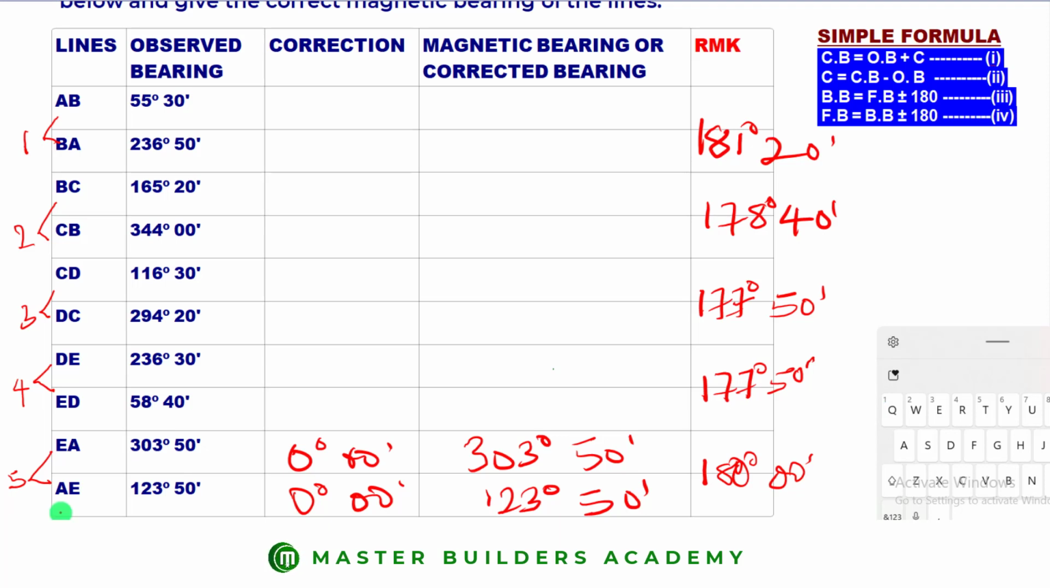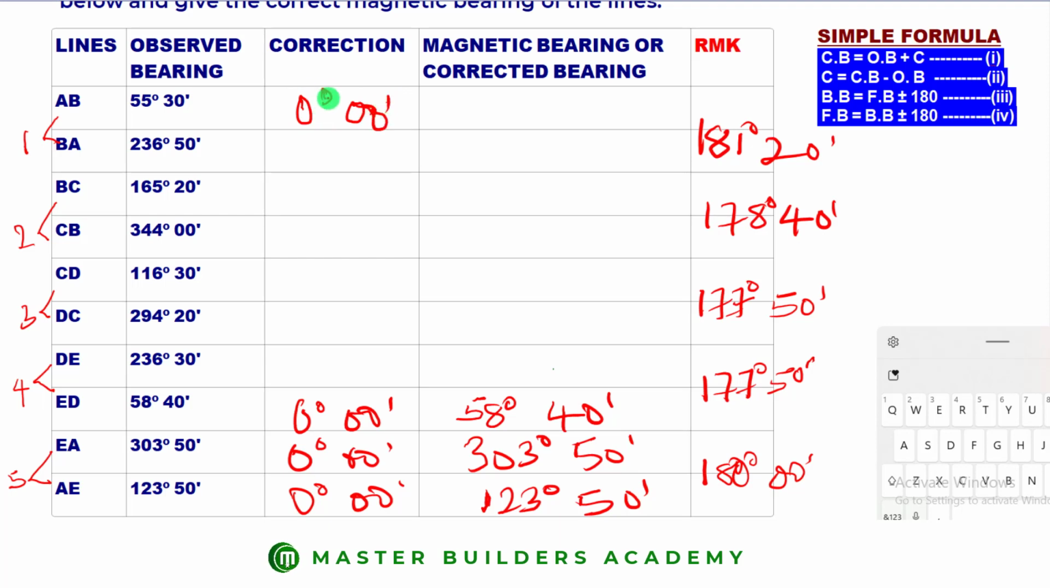I hope you are following these simple principles. Then we'll have this to be 0 degrees 00 minutes. Now, remember we want to find corrected bearing, and equation 1 will be of help. Equation 1 is corrected bearing is equal to observed bearing plus correction. So if we add 58 degrees 40 minutes to 00, we'll definitely have the same thing as 58 degrees 40 minutes. All right, so the next thing we want to do is transfer the correction for AE to AB, because AB and AE begin with the same letter. Therefore, we'll have the correction here to be 0 degrees 00 minutes.